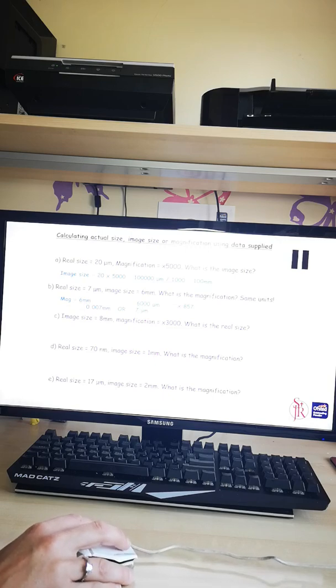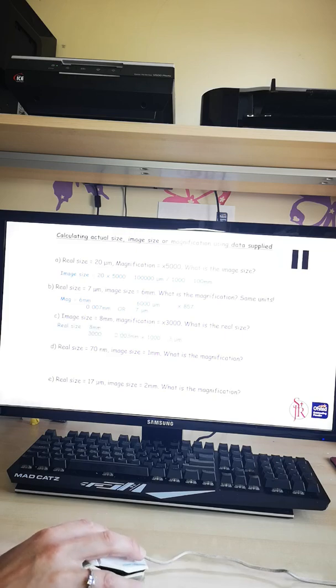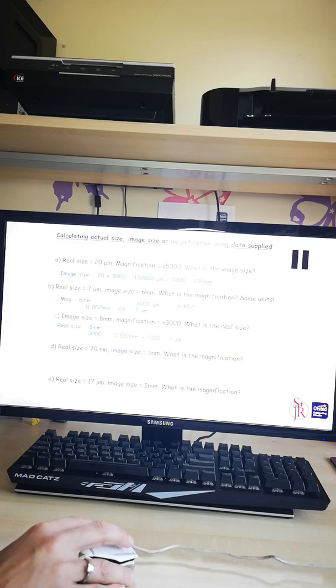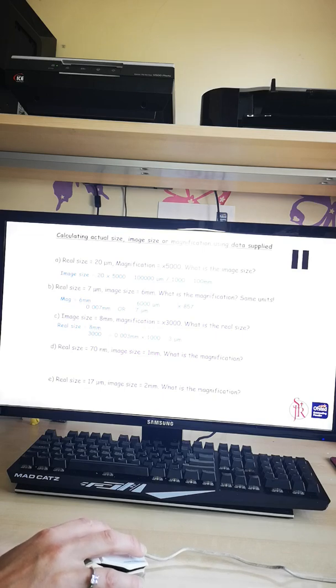Okay, so on the next one, we've got image size, magnification. What's the real size? So the image divided by the magnification gave me the real size in millimeters, not appropriate, so times it by 1,000. Now I've got it in micrometers.